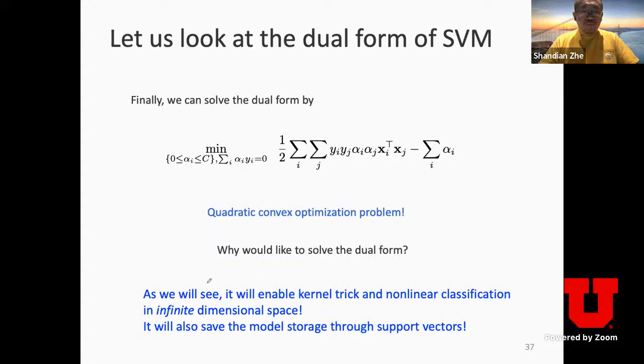And the nice property of this dual form is that, first, we can just apply a standard quadratic convex optimization package to solve the problem. You don't need to solve it by yourself. Second, as we'll see in the next lecture, this form allows a straightforward application of the so-called kernel trick. Basically, you can replace the dot product between every pair of x_i and x_j by some kernel function. Then the SVM is automatically lifted into a latent high-dimensional feature space to perform nonlinear classification.